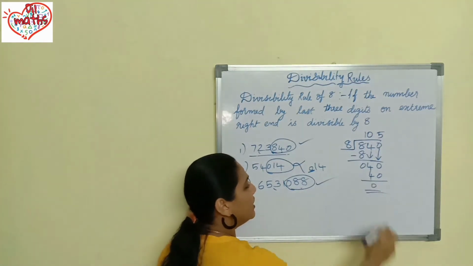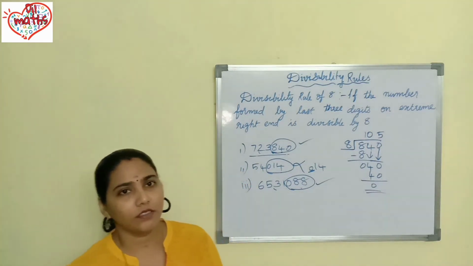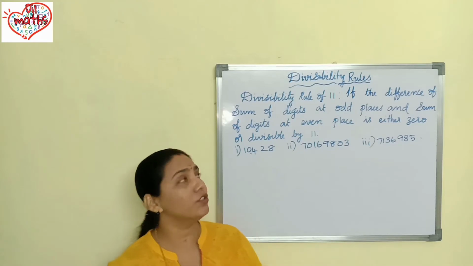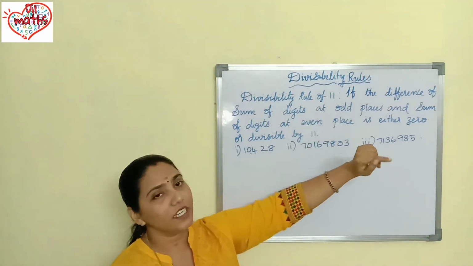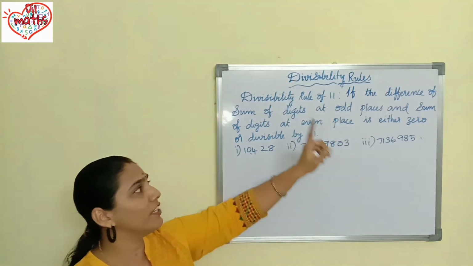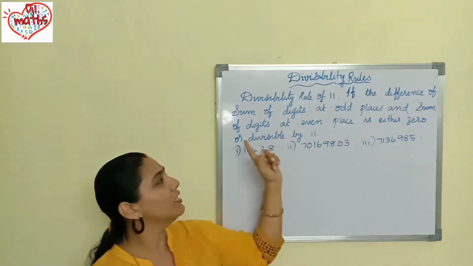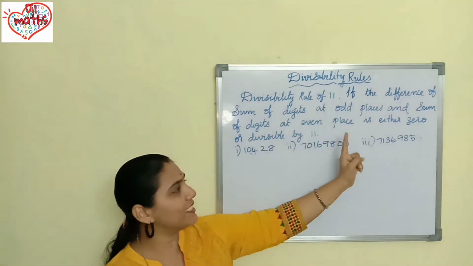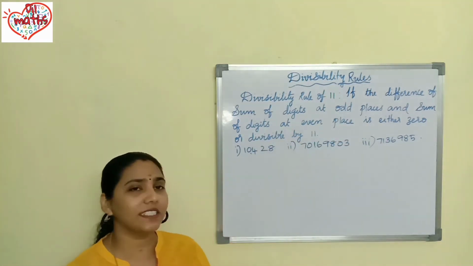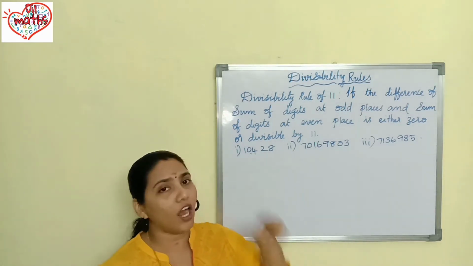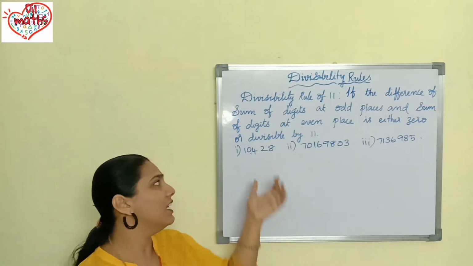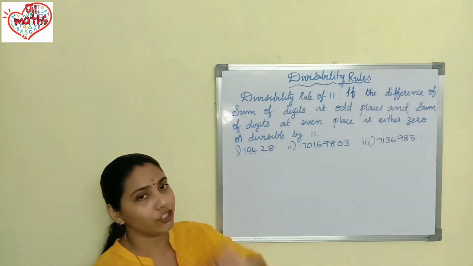Okay, so this is also divisible by 8. Now we will move to the divisibility rule of 11. How will we check the divisibility rule of 11? If the difference of the sum of digits at odd places and the sum of digits at even places is either 0 or divisible by 11, we can say that the number is divisible by 11.